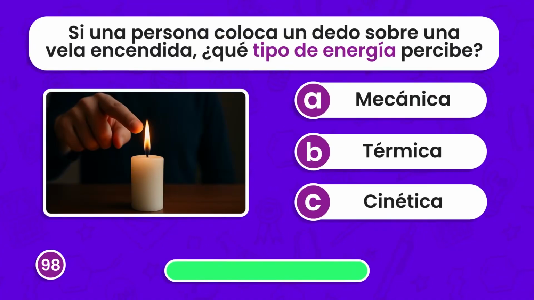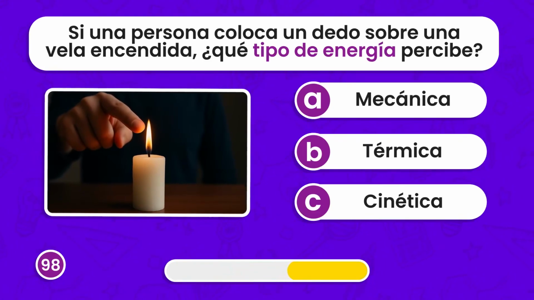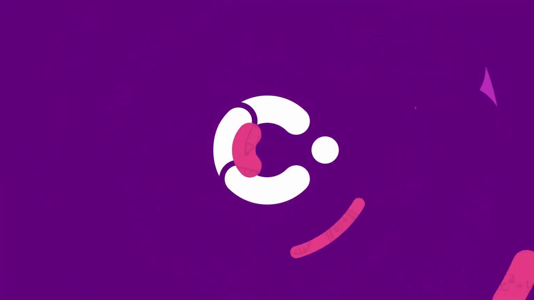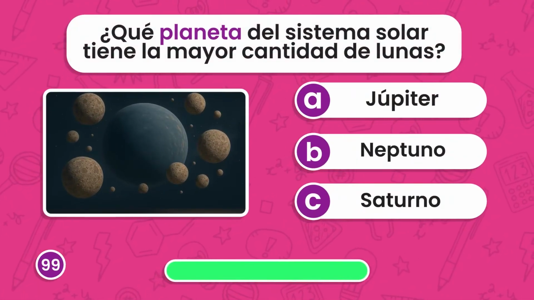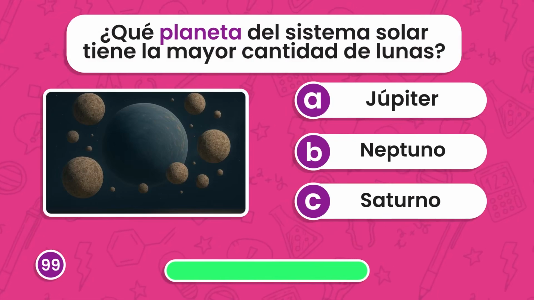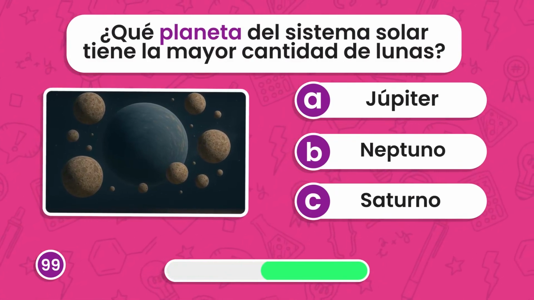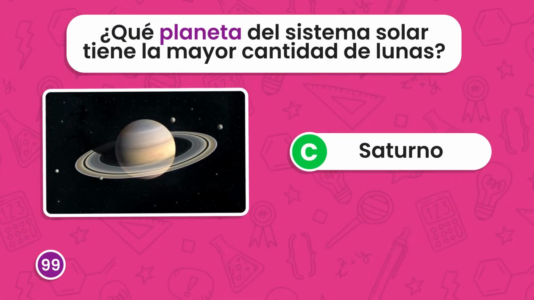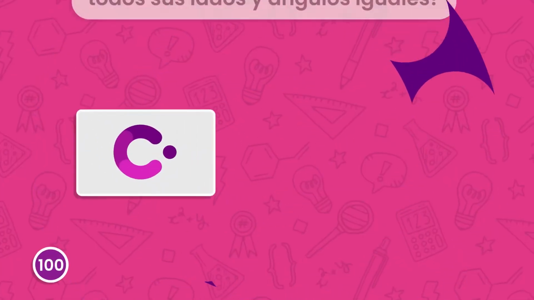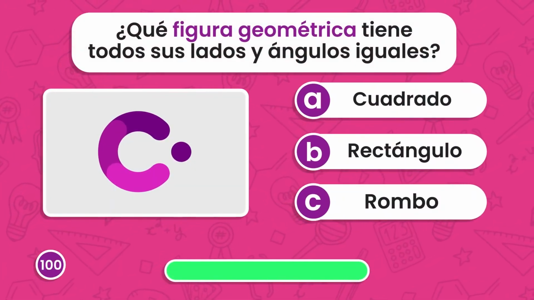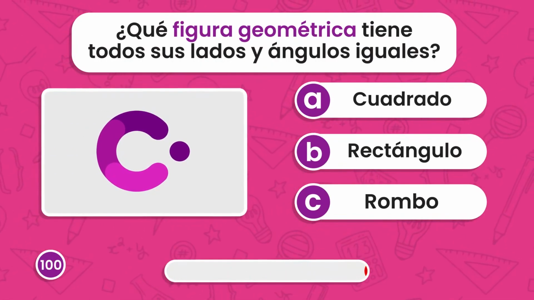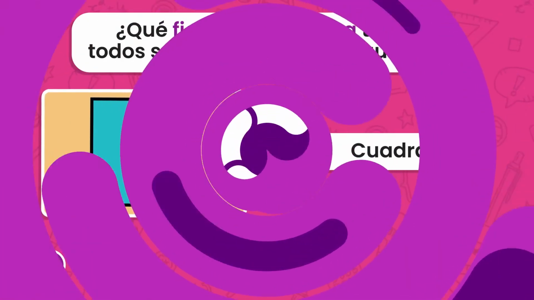If a person puts a finger over a lit candle, what kind of energy do they feel? Thermal energy. What planet in the solar system has the largest number of moons? Saturn currently has 274 moons. What geometric shape has equal sides and angles? The square.